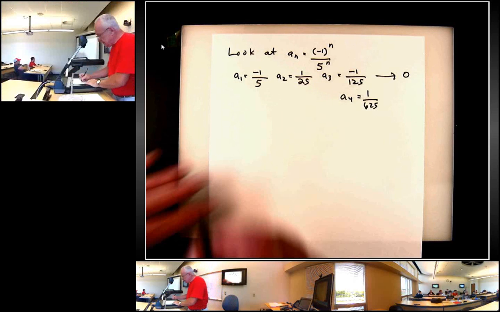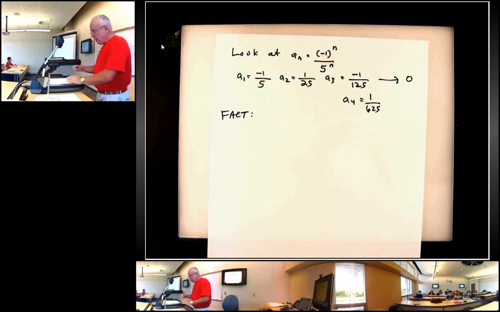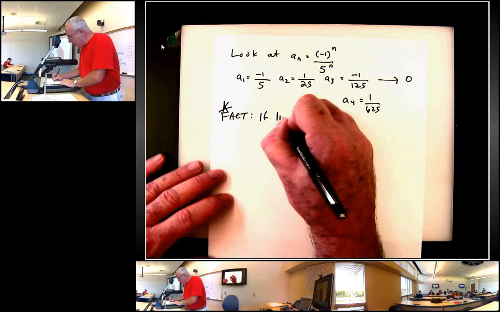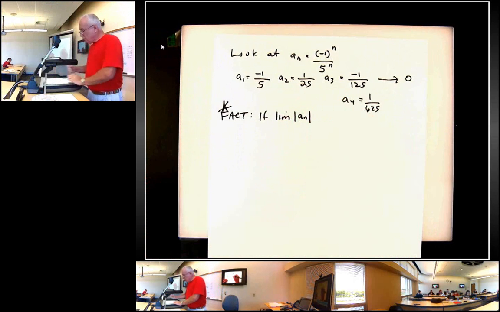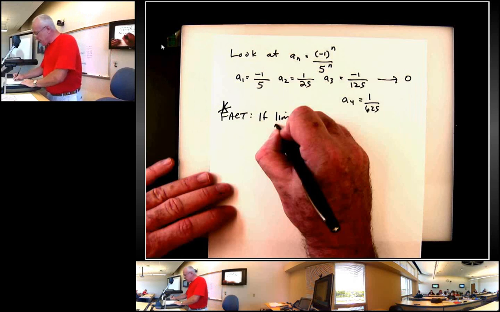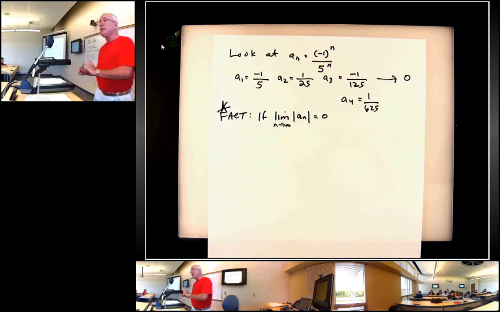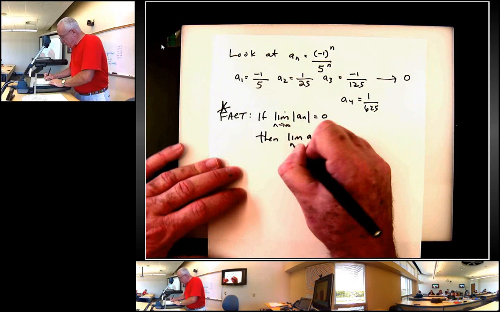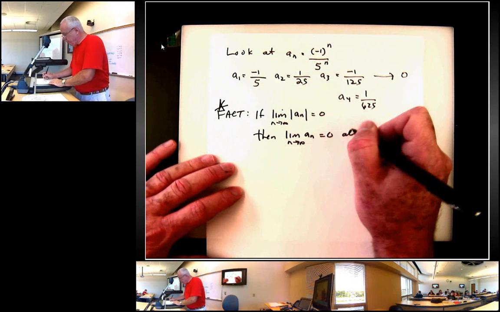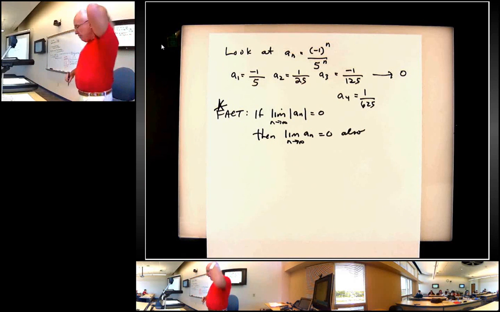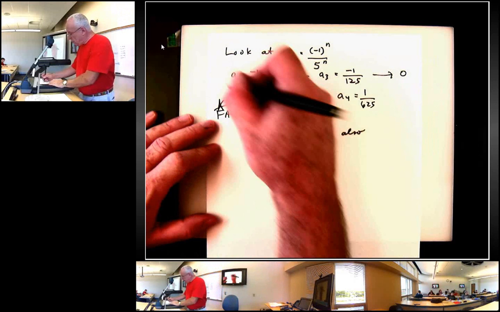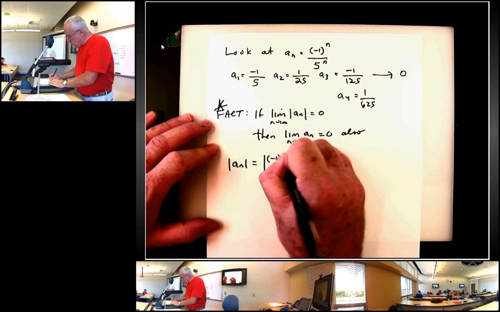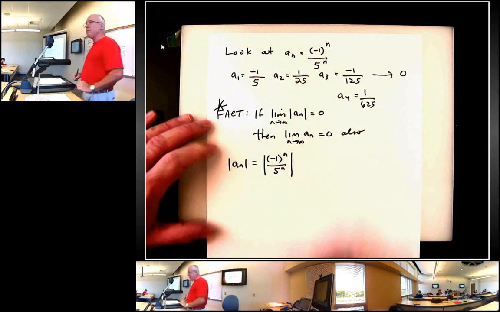All right. This is the fact that we're leading up to here. Let me put an asterisk by this fact. If we take the absolute value of the sequence values, so if the limit of the absolute value of a sub n, as n goes to infinity, is equal to 0, then the sequence itself without the absolute value equals 0 also. So that's exactly what we have up here. If we look at the one above, the absolute value of a sub n is the absolute value of minus 1 to the nth power over 5 to the nth power.